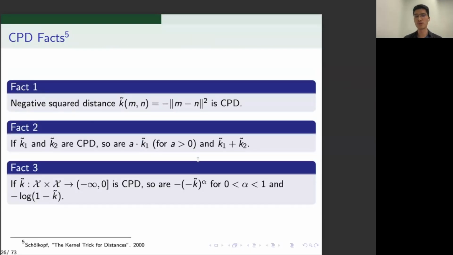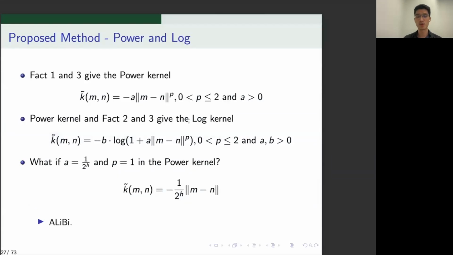Another benefit of using kernel methods is that we can go to the literature and find all the existing conditionally positive definite kernels to modify the second term of ALiBi. For example, I just listed some facts here, and we don't need to go through the details. We just need to know there are some existing conditionally positive definite kernels. That's why I call them facts, because we didn't invent them. We just grab some existing CPD kernels and then plug in the two positions m and n here.